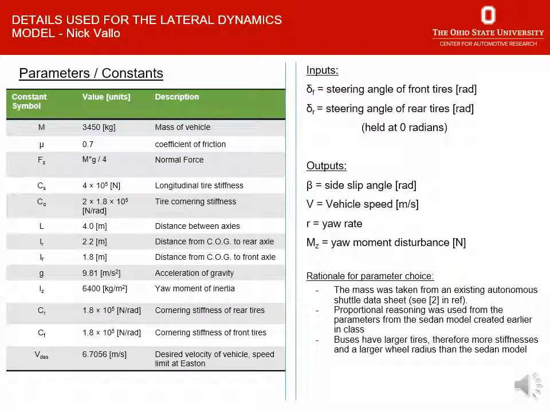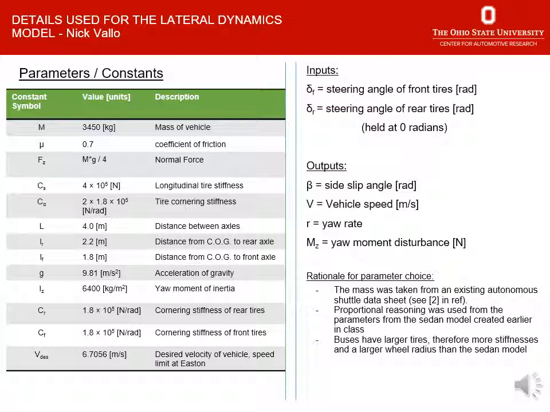For lateral dynamics, we used the same rationale as with the longitudinal dynamics model. We chose a vehicle that is 4.0 meters long, with a front axle that is 1.8 meters from the center of gravity. The rear axle is 2.2 meters from the center of gravity. The yaw moment of inertia was found using proportional reasoning with the vehicle masses between this shuttle and the 2,000 kilogram sedan, and it was found to be 6,400 kilograms per meter squared.